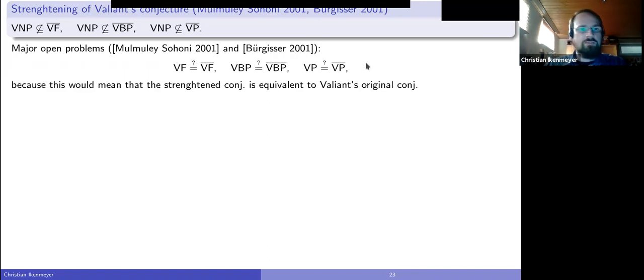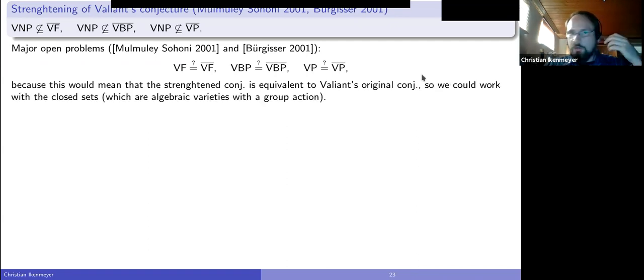But it would be amazing if these are the same, because that would mean that the strengthened conjectures that we had, they are equivalent to Valiant's original conjecture, right? And that would mean that Valiant's original conjecture can now be actually attacked with all these methods that we have from algebraic geometry and representation theory. So we could work actually with the closed sets, but we don't know that. We don't even know if VF bar is still in VNP. So the closure could be extremely powerful, but we just have no idea at the moment.